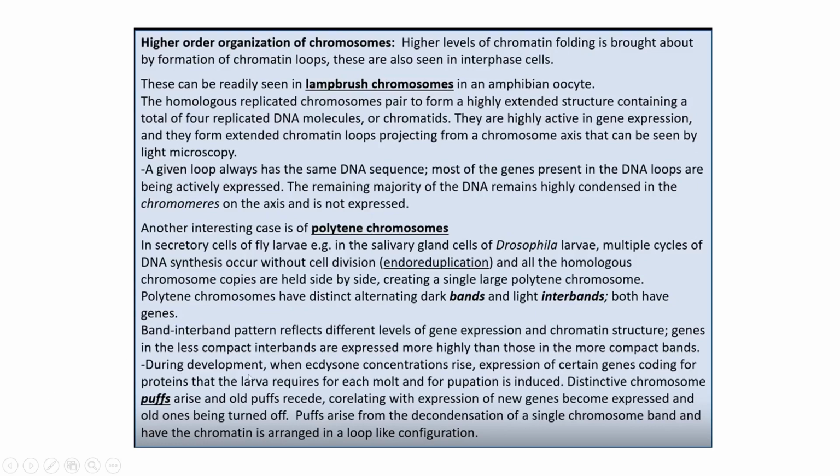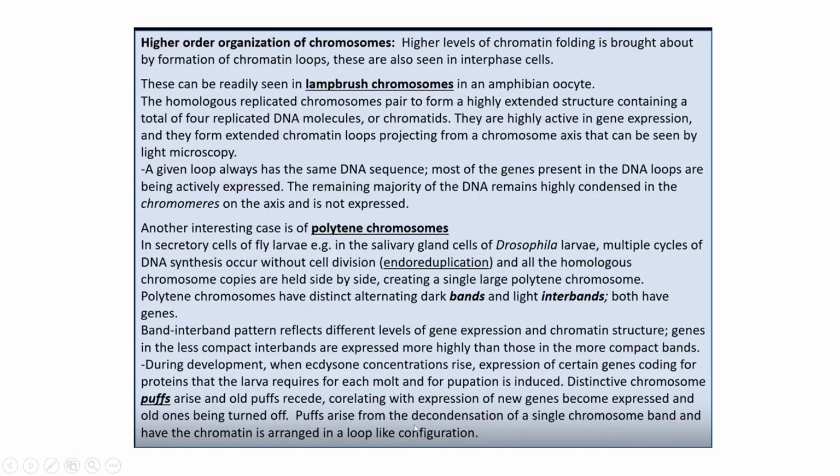During development, when ecdysone concentration rises, expression of certain genes coding for the proteins that the larva requires for each molt and for pupation is induced. So distinctive chromosome puffs arise and old puffs recede, correlating with new genes becoming expressed and old ones being turned off. Puffs arise from the decondensation of a single chromosome band, and the chromatin is arranged in a loop-like organization.